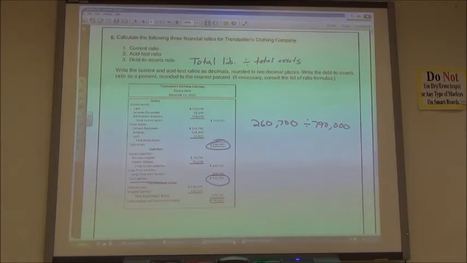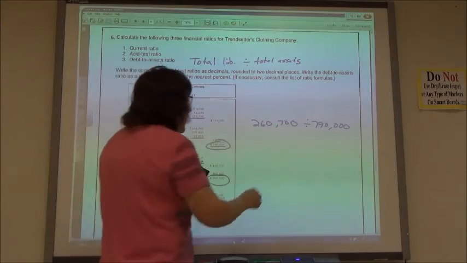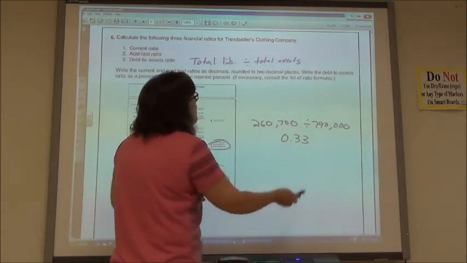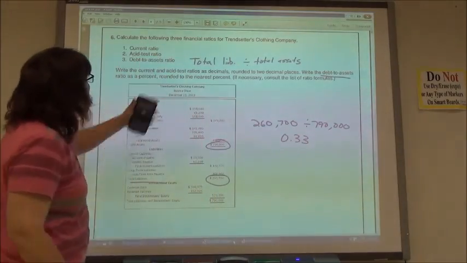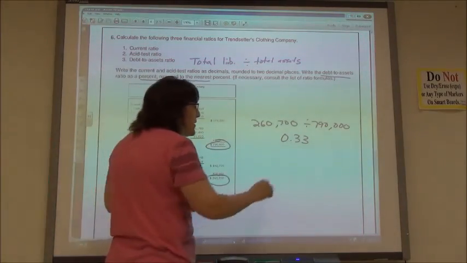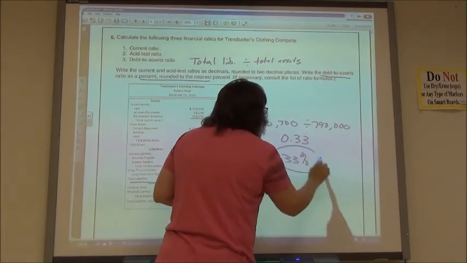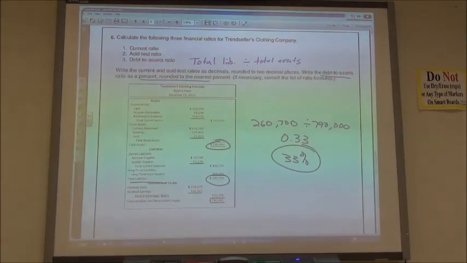$260,700 divided by $790,000. So 260,700 divided by 790,000 gives me 0.33. For the debt to asset ratio, which is the last one we're doing, a percent rounded to the nearest percent. And that one, again, we don't really have to round, but 33% then would be our debt to assets ratio. So again, for your current ratio, we had 3.69. For your acid test ratio, we had 2.15. And for your debt to assets ratio, 33%.